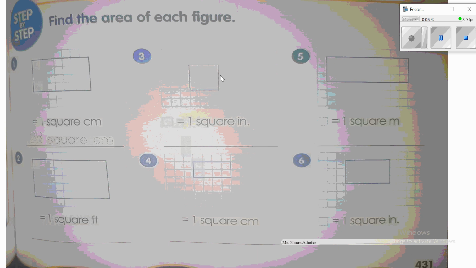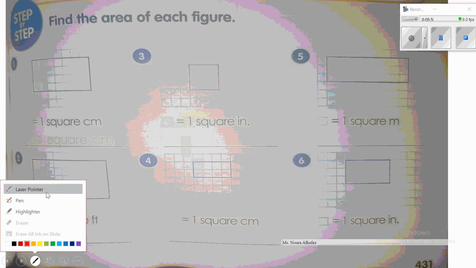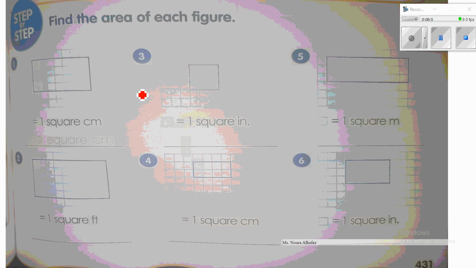Okay, sorry, I just made the same page of the same lesson as yesterday. So let's continue now. This is page number 431 for our new lesson. Here they ask to find the area of each figure. It's the same thing. Here I have to find how many square units I have. So I bring my pen here. They do number 1 for us. Let's do number 2. Here each one square is 1 square foot.